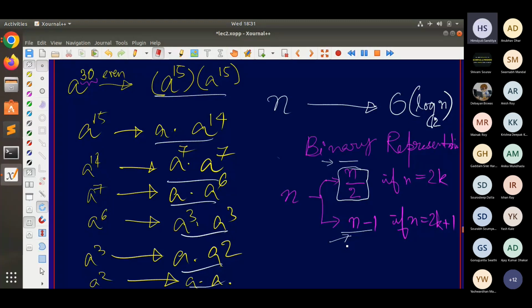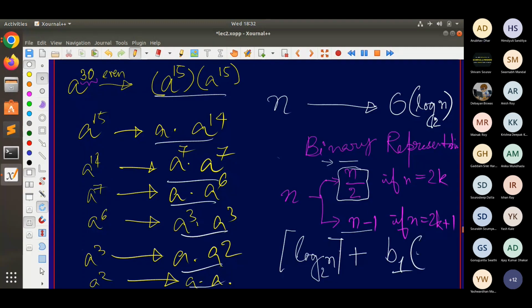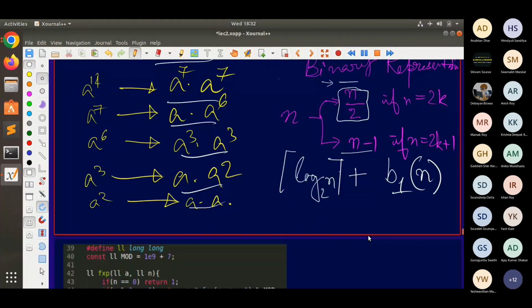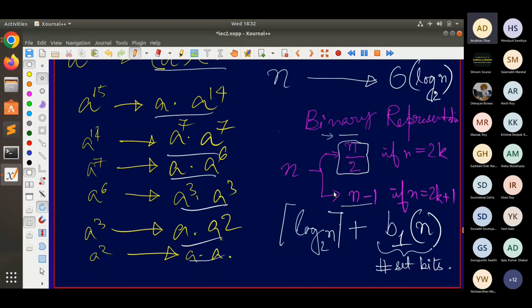Log n plus the number of set bits. Yeah, so it's something like the ceiling of log of n, plus the number of set bits. So let's just write it as b1 of n. This is the number of set bits. Okay, so that is the answer I was looking for.